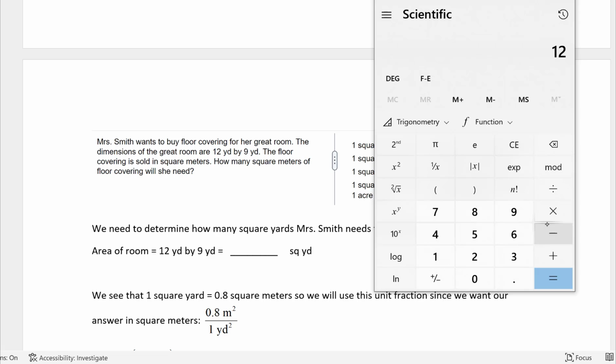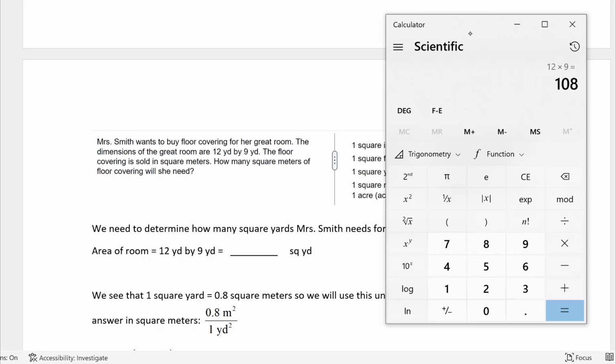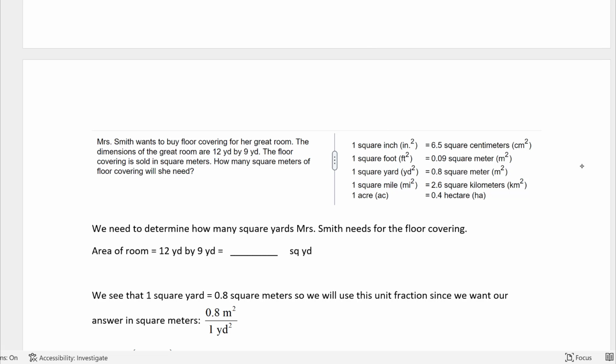12 times 9 is going to give me 108. So the area of her room in square yards is 108. But the flooring is sold in square meters. So I look at my table up here and I see 1 square yard is equal to 0.8 square meters.